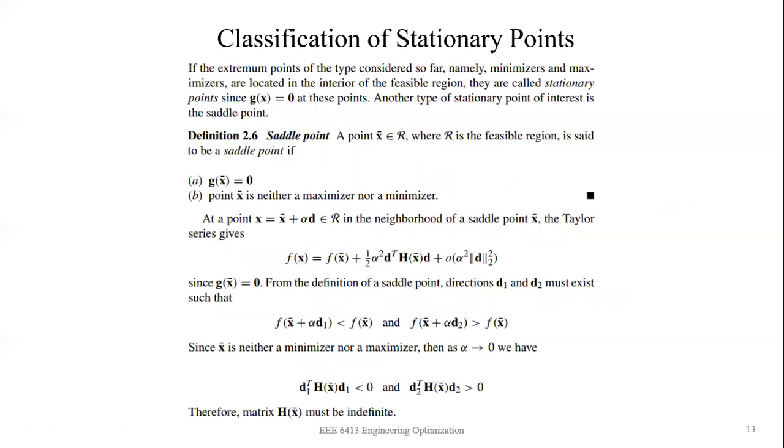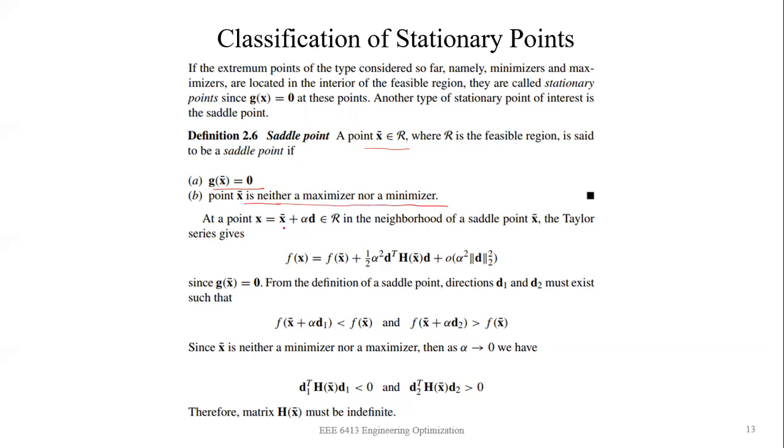Okay, so the next topic is basically the classification of the stationary points. So we know that when the gradient equal to 0 gives us the stationary points or critical points, and then we have to decide whether that point is a maximizer or a minimizer or a saddle point, so undefined. So the definition of the saddle point is given here: a point x bar within the feasible region is said to be a saddle point if the gradient is 0 and x bar is neither a maximizer nor a minimizer.